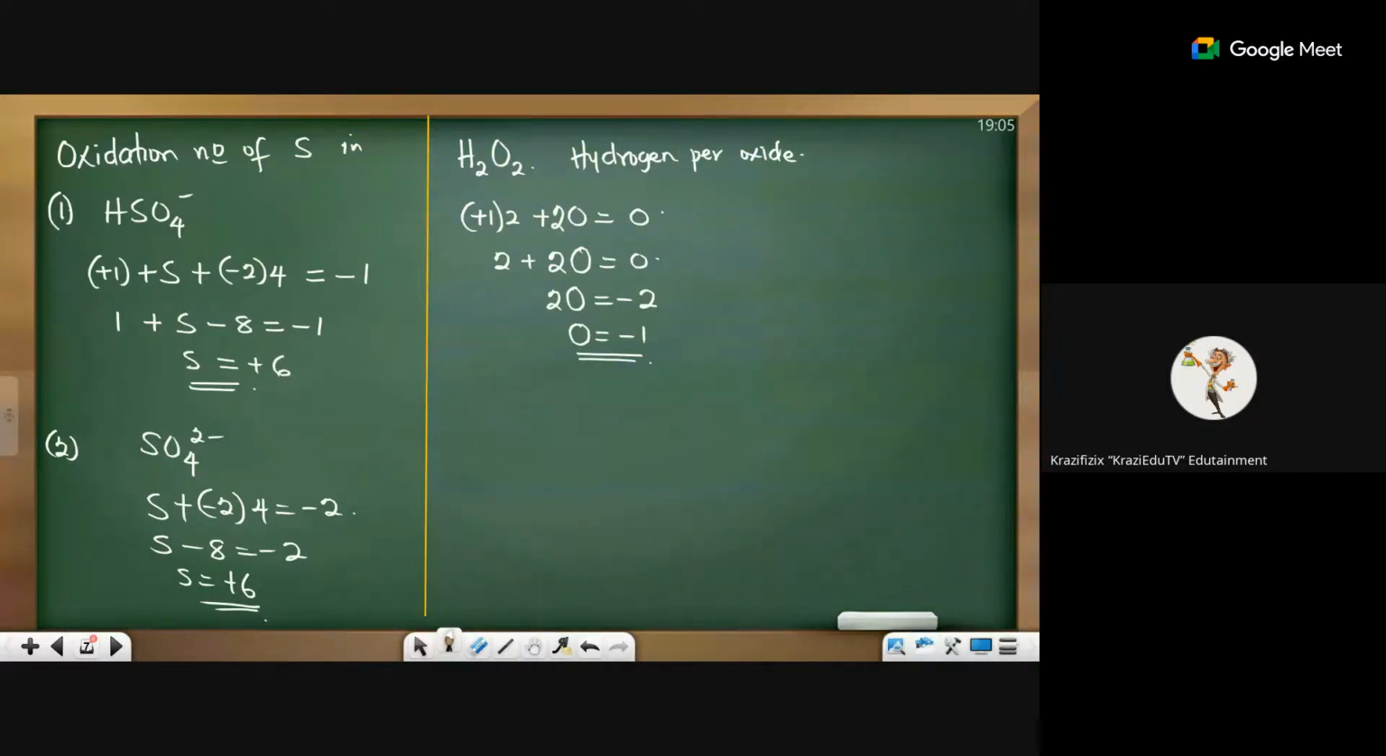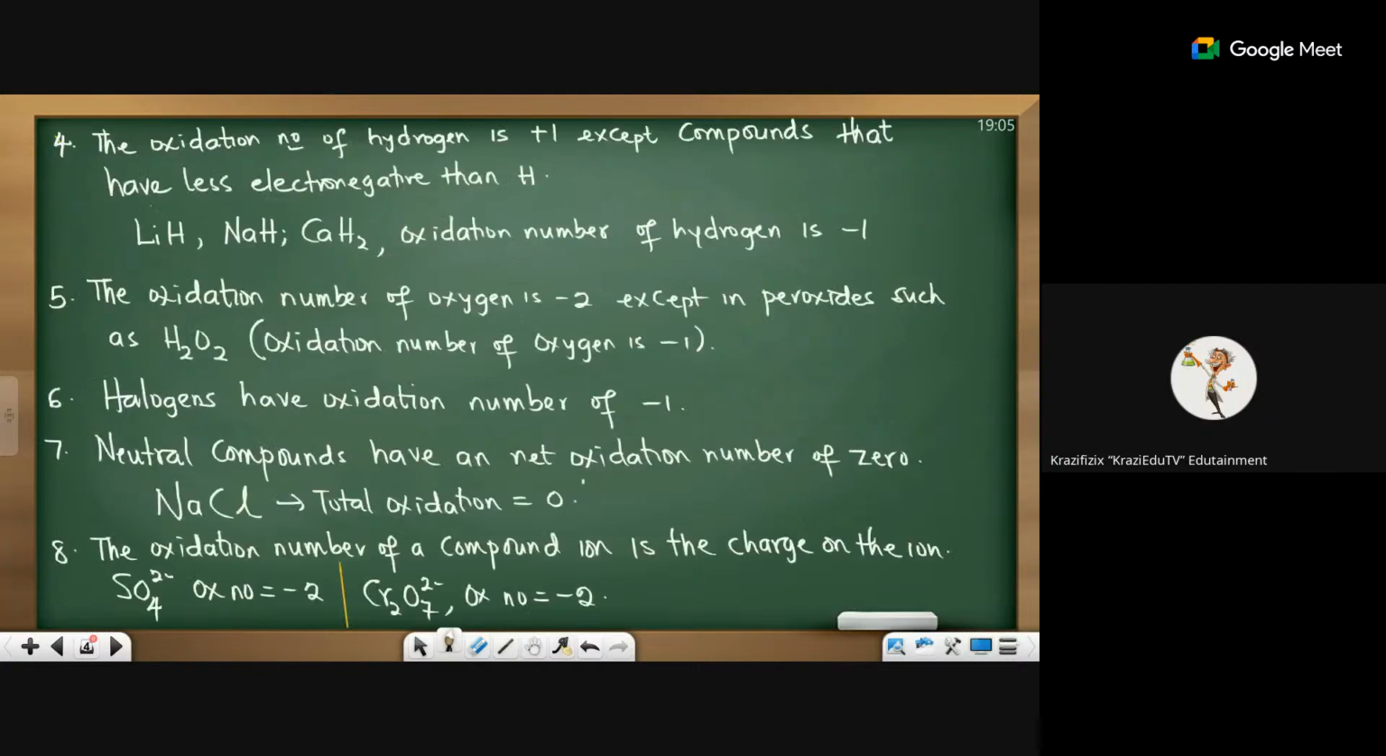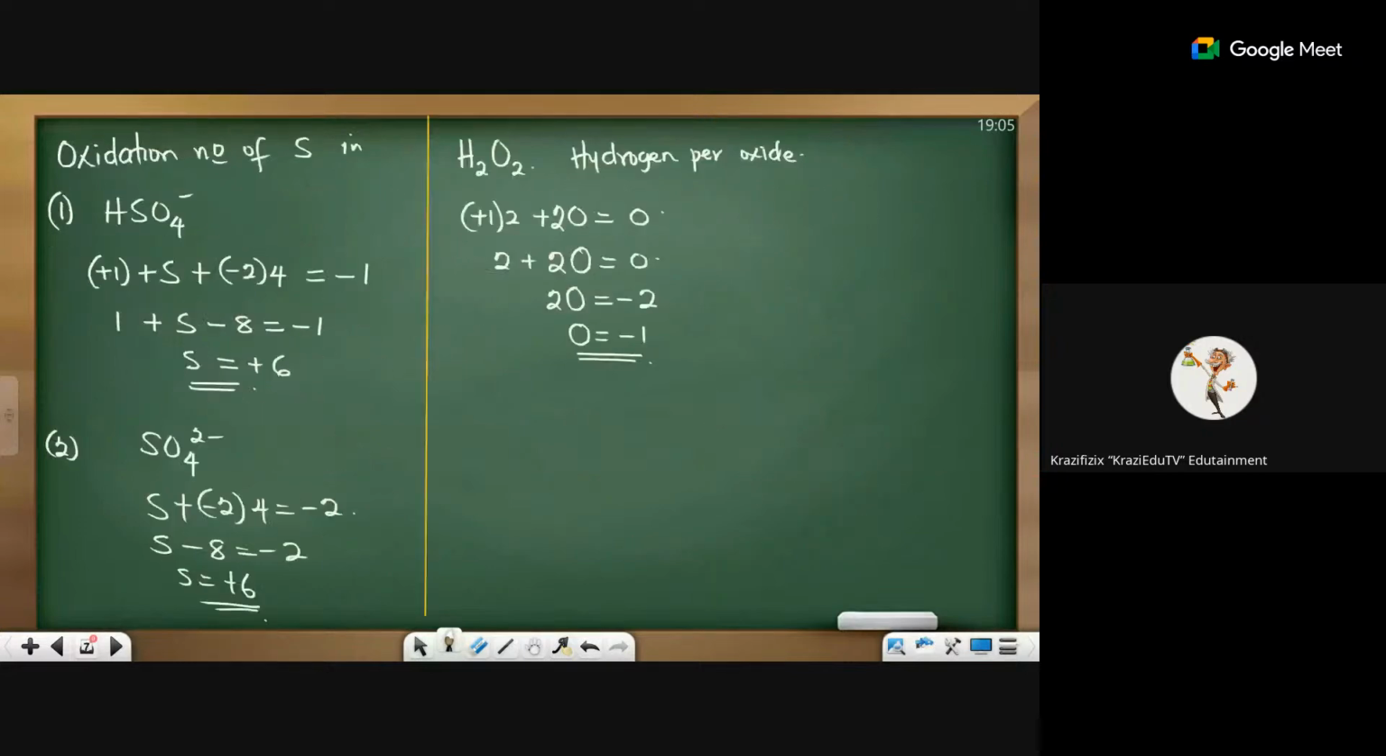I said earlier on that oxygen has an oxidation number of -2, except in peroxides. I don't remember what point number that was. Let's quickly check that point number, and that's what I'm trying to prove now. Number 5. Oxidation number of oxygen is -2, except in peroxide, such as H2O2, hydrogen peroxide, and -1. Please write that. That's a very, very important one.